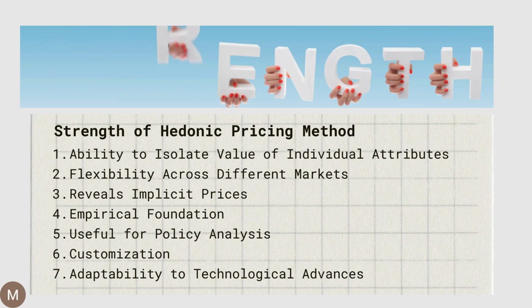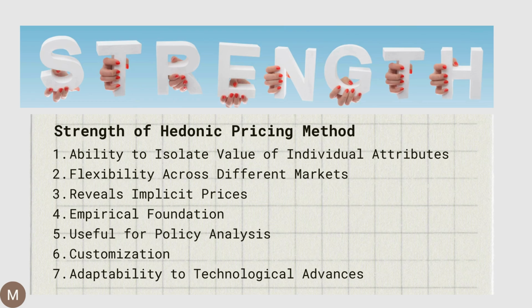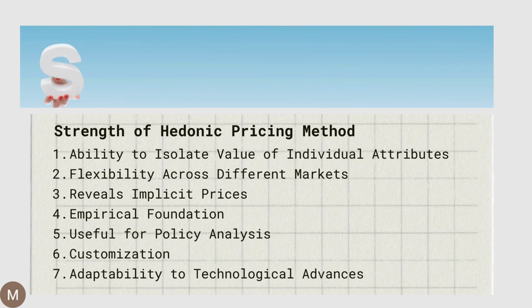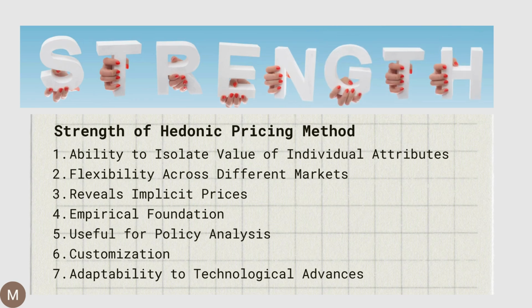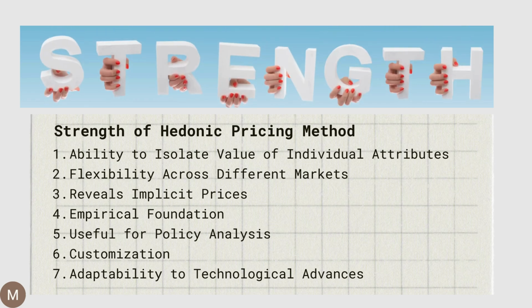The fifth one is usefulness for policy analysis. Governments and policymakers use it to evaluate the economic impact of environmental or urban changes, such as the effects of air quality improvements or zoning regulations. The sixth one is customization. The model can be tailored to different situations, incorporating numerous variables to reflect the unique characteristics of a specific market or product. The last one is adaptability to technological advances.